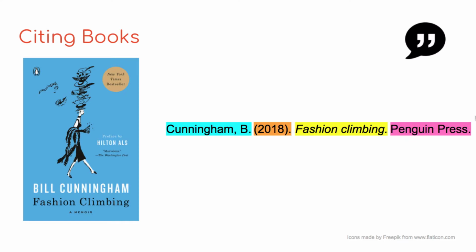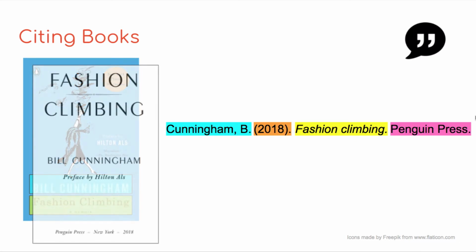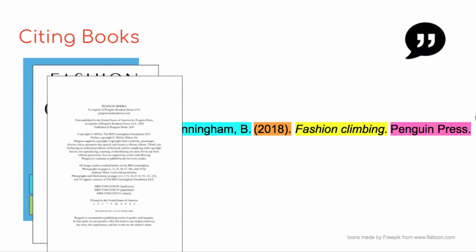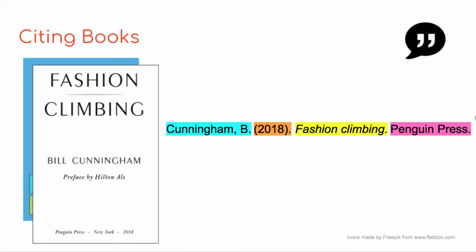Here is the cover of the book. There's the author's name, Bill Cunningham, and the title, Fashion Climbing, right below. And then for the rest of the information, you can either look at the inside title page or the copyright page, which is on the other side. For this demo, I'm just going to stick to the inside title page. It's a little easier to see. There's the publisher name right there at the bottom.